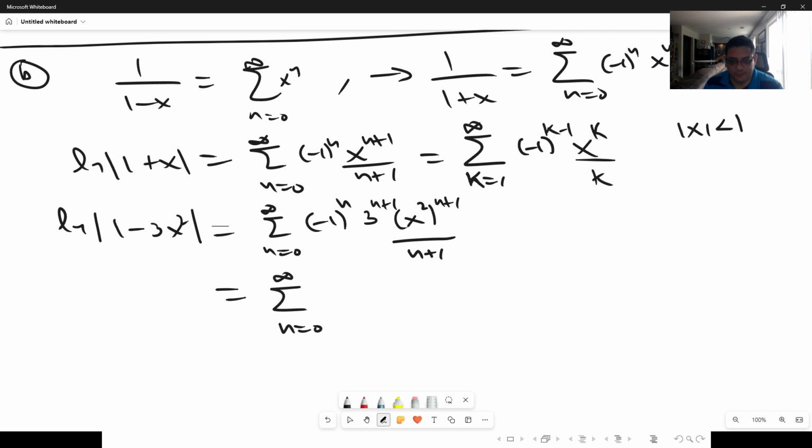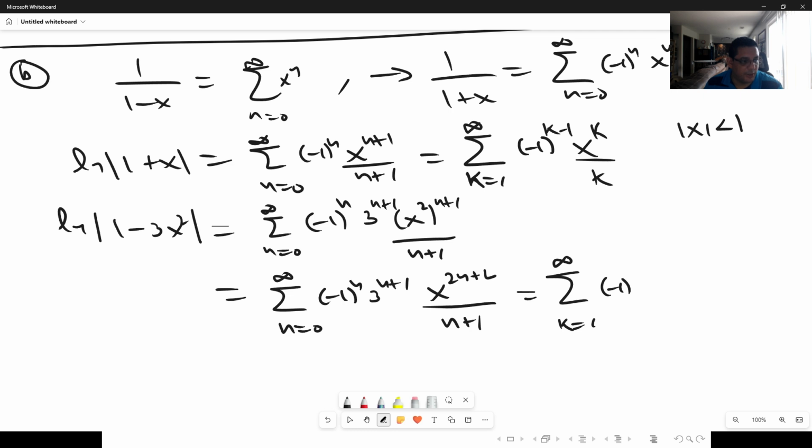This is the sum from n equals 0 to infinity of minus 1 to the n, 3 to the n plus 1, x to the 2n plus 2 over n plus 1. Okay, and if you are doing it in this transformation, this is probably going to end up being the sum from k equals 1 to infinity of minus 1 to the k minus 1, x to the 2k, 3 to the k over k. So again, it all depends on what changes you want to make.